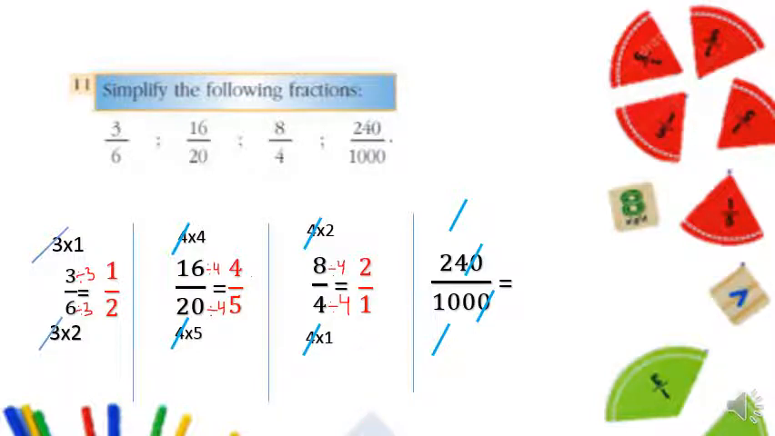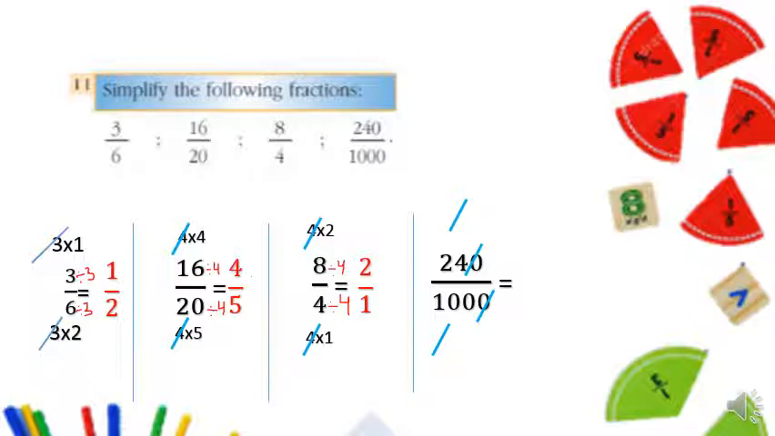The last one, 240 over 1000. Whenever you see 0 in the numerator, it can cross a 0 in the denominator. In other words, I'm dividing the fraction by 10. If you divide a number by 10, you will remove 1 zero. Okay? So, removing 1 zero, removing 1 zero. So the remaining number will be 24 over 100.